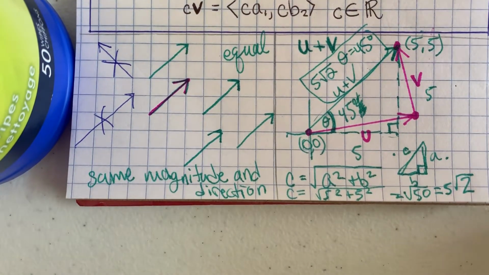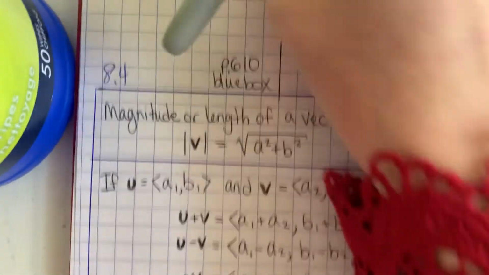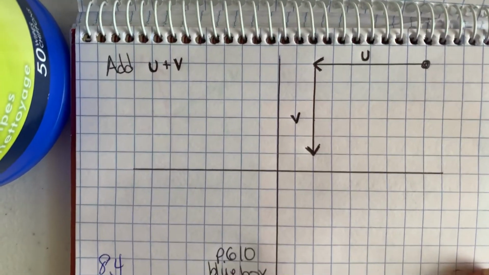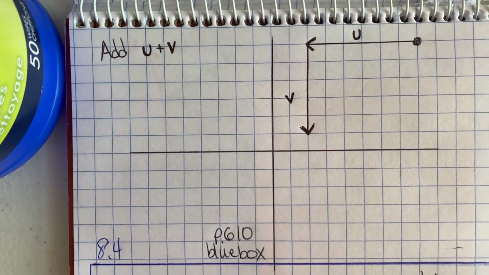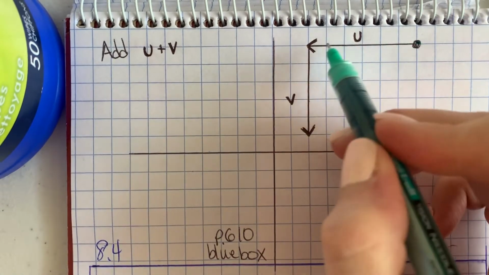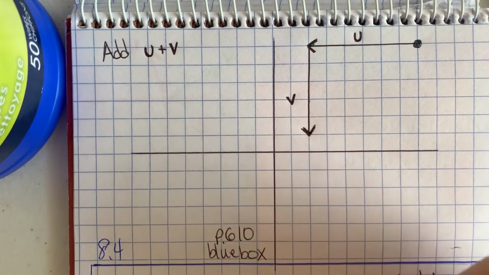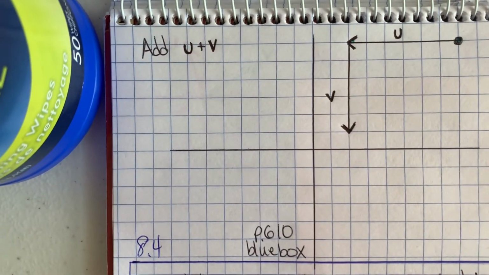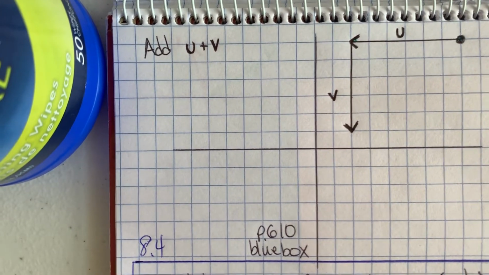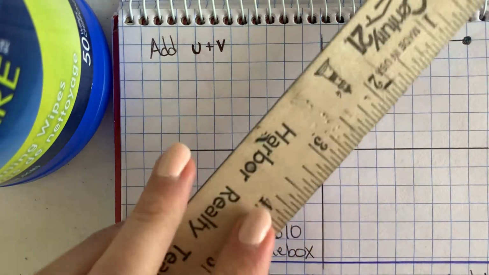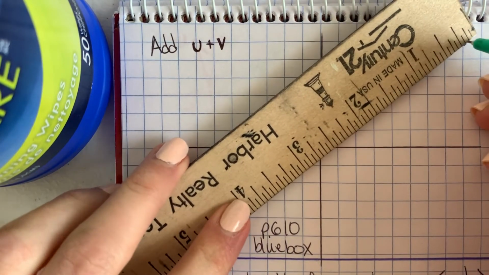All right, let's take a look at another one like that. What if we're adding this one, U plus V? I've got U here, initial point, terminal point. Here's V, initial point, and terminal point. So we're asked to add these two, and I am just going to go ahead and draw in what the addition of them looks like.